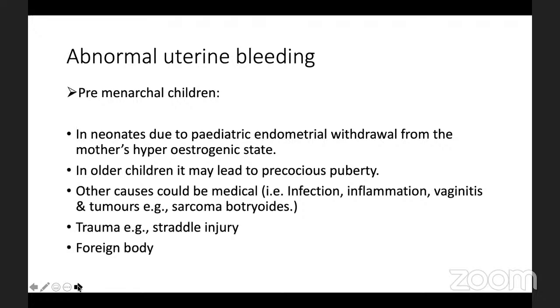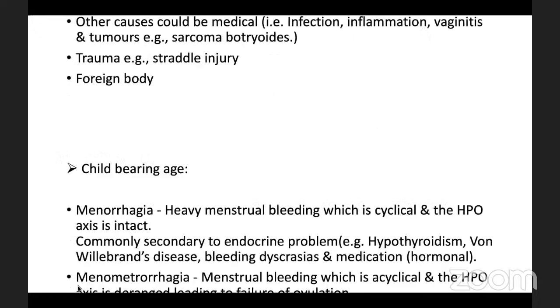Then trauma, straddle injuries, when kids are playing on bicycles and all that, they can fall and injure the genitalia and have PV bleeding. And then the issue of foreign body also, it's easy for kids when they're playing to just probably put something vaginally, which can then irritate them and cause bleeding. Next slide.